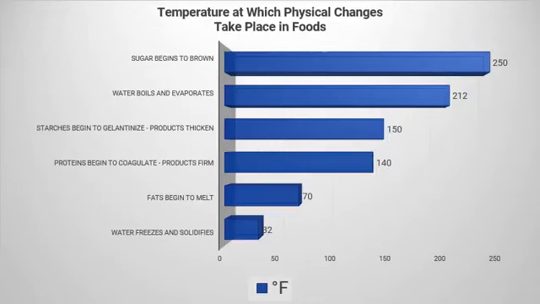In this chart, we'll examine temperatures at which physical changes take place in food. For example, sugar begins to brown at 250 degrees Fahrenheit. Water boils and evaporates at 212. Starches begin to gelatinize and products thicken at 150 degrees Fahrenheit. Proteins begin to coagulate and products start to firm up at 140. Fats begin to melt at 70 degrees Fahrenheit, and water freezes and solidifies at 32 degrees Fahrenheit.